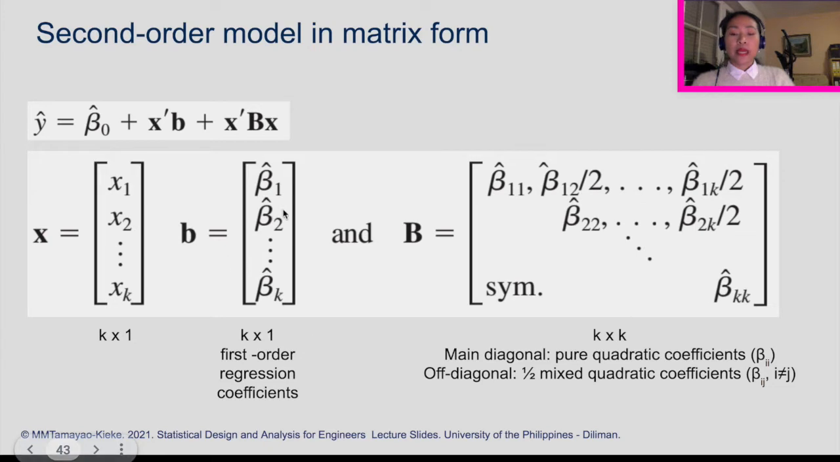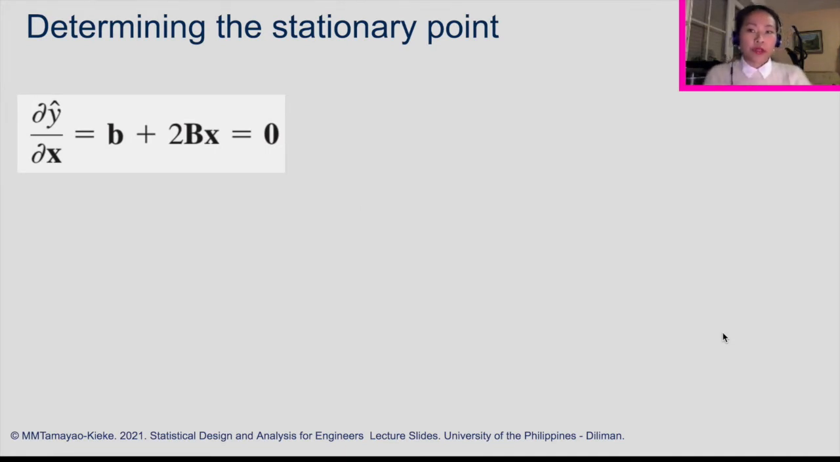b is a k by 1 matrix of your first order regression coefficients, and capital B matrix is a k by k matrix for which the main diagonal constitutes the pure quadratic coefficients beta ii, and the off diagonal are 1/2 the mixed quadratic coefficients. So these are the beta ij where i is not equal to j. Okay, now we proceed to determining the stationary point.